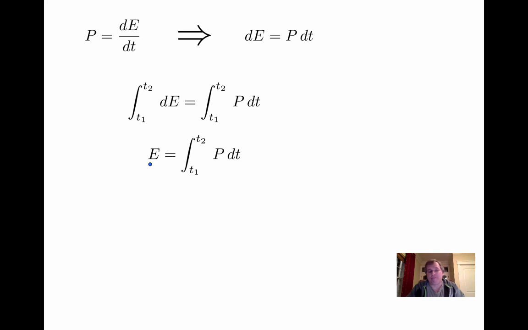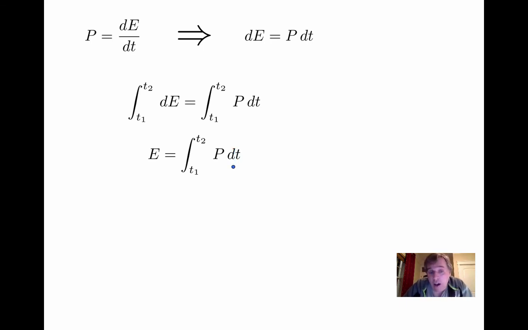Again, what's the meaning of this? Let's say you have a certain power in a resistor, for example. You integrate the power in the resistor between T1 and T2. What you get is energy. That would be the total energy that was dissipated in the resistor between T1 and T2. If you integrate that for a capacitor between T1 and T2, that could be the total energy stored in the capacitor between T1 and T2. So this is the basic definition for energy. You integrate the power times dt.